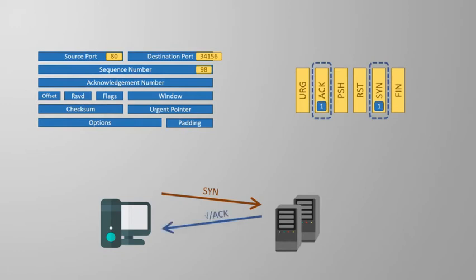ACK is short for acknowledge. By setting both of these flags, the server is saying, I have seen your request for a conversation and I agree to it. So that's two parts done. We've got one more to go.